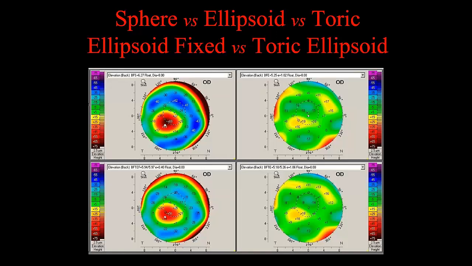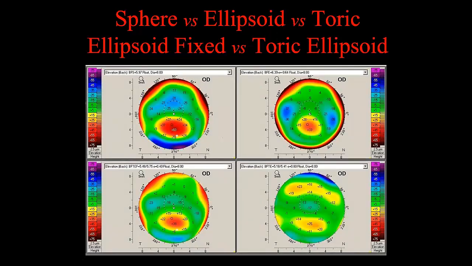And what we've done here is we showed you how the back surface looks like with a sphere, how the back surface looks like with a best fit ellipse, a fixed ellipsoid, and a toric ellipsoid. And what you can see here is obviously that the sphere visually is the most easy to interpret. Here's another example.